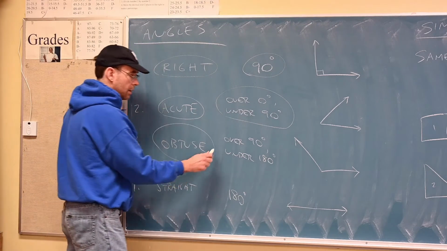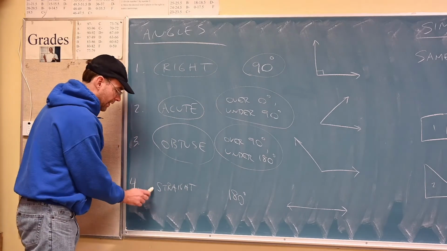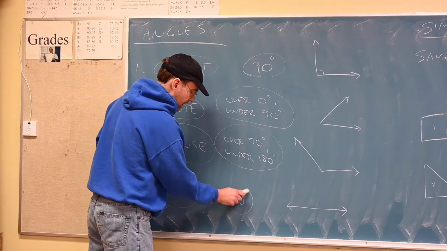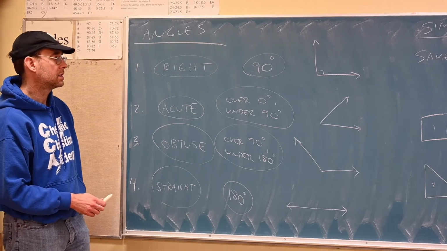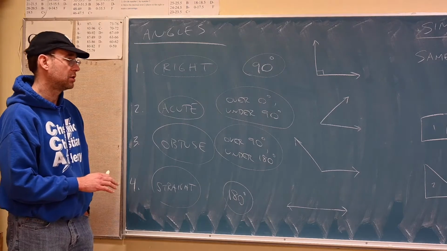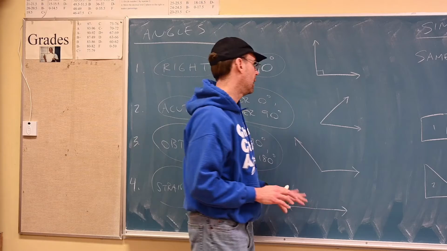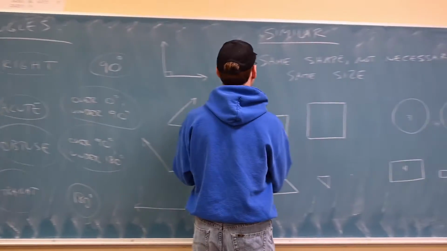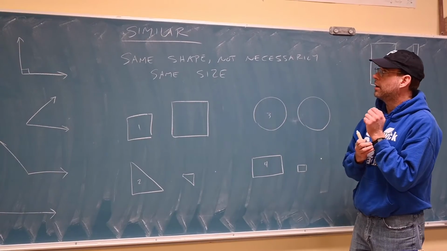Obtuse is over 90, under 180. And then straight is exactly 180. So know those, that'll be 8 points. That's part of what the homework will ask you some questions about, those types of angles. You don't have to draw them. Name, definition, 8 points. Then we have another word today, the word similar.